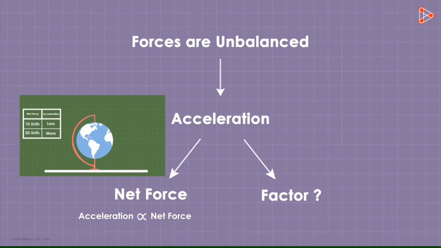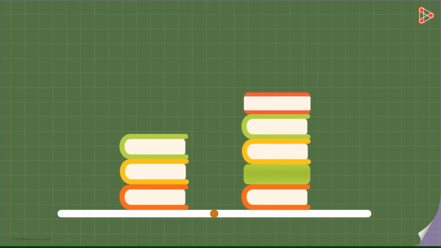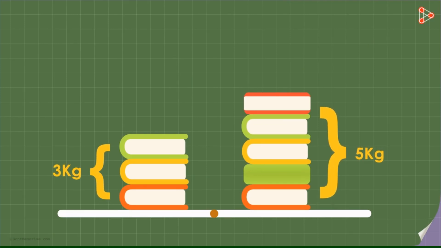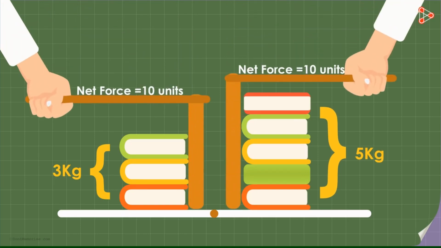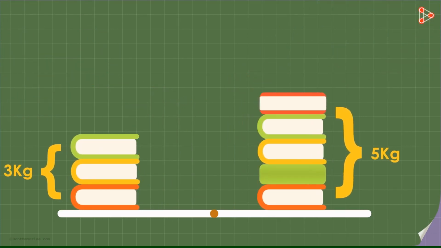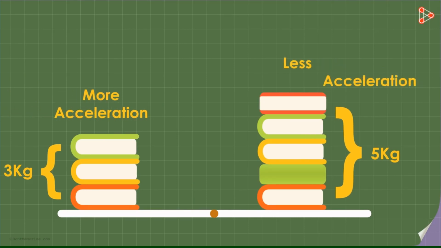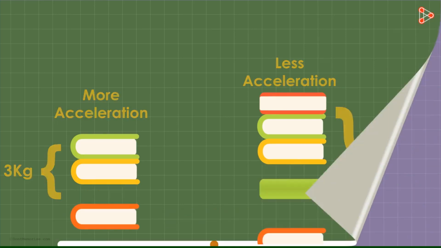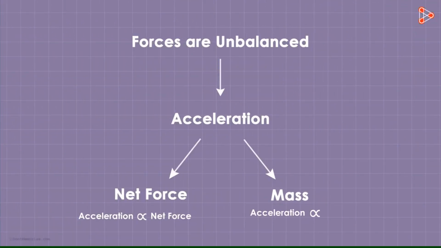Come on, now I want you to think about the second quantity the acceleration will depend on. Let's say there are two objects on the table. One has a mass of 3 kilograms and the other has a mass of 5 kilograms. Now, if you apply a net force of 10 units to each of them, which one do you think will accelerate more? Surely it's the 3 kg one because it has lesser mass. Lesser the mass, more the acceleration. And more the mass, lesser the acceleration. Hence we can say that acceleration depends inversely on the object's mass.